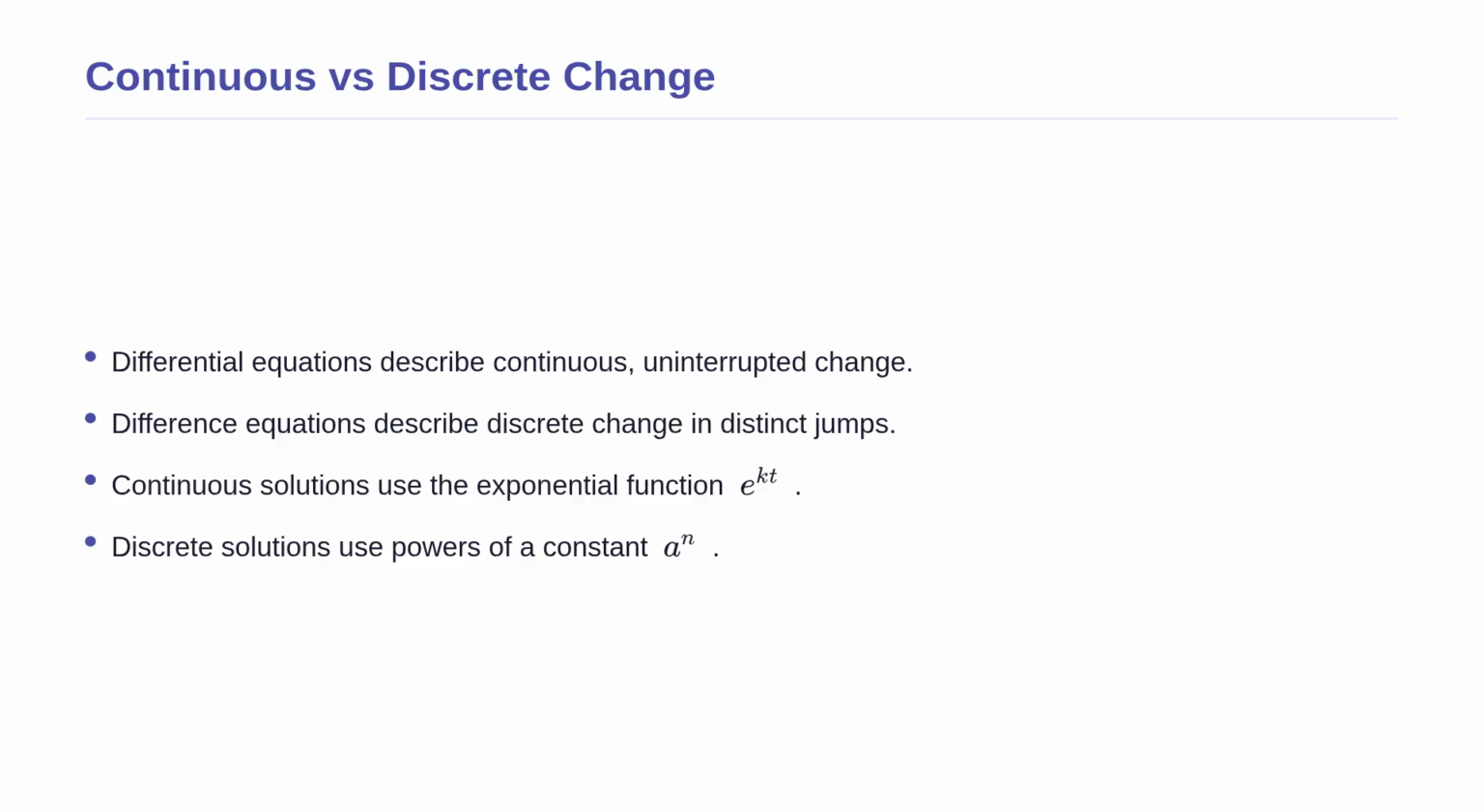Now that we understand what these equations do, let us look at how they compare to something you might already know: differential equations. A differential equation describes continuous change, like water flowing smoothly out of a tank without any interruption. In contrast, a difference equation describes discrete change, like a digital clock ticking from one second to the next. Because of this difference, their mathematical solutions look distinct.